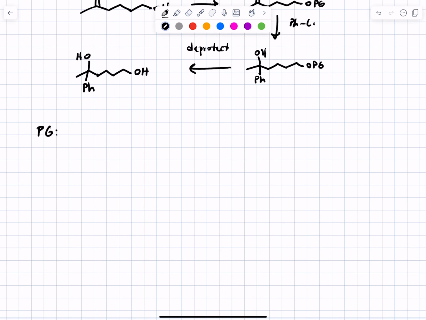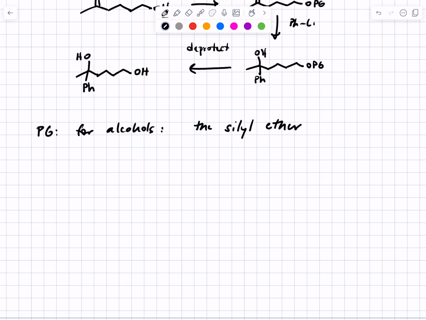The protecting group of choice in this chapter for alcohols is the silyl ether. Silyl means silicon-based ether. An ether is an oxygen bonded to two carbons. A silyl ether is an oxygen bonded to a carbon on one side and a silicon on the other side. And silicon's similar to carbon, though it has some different properties. It's one row down, same column of the periodic table from carbon.